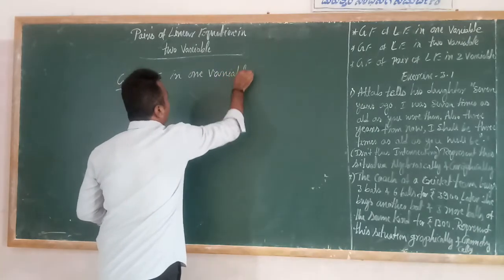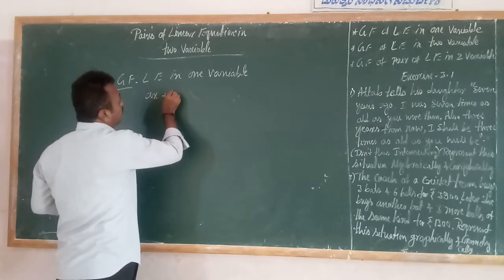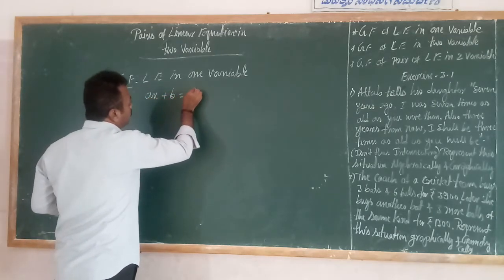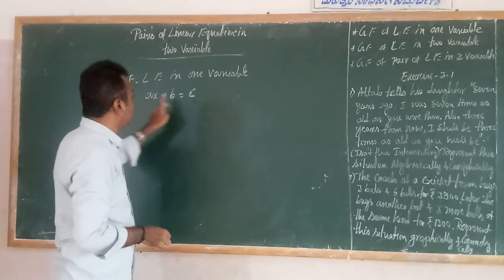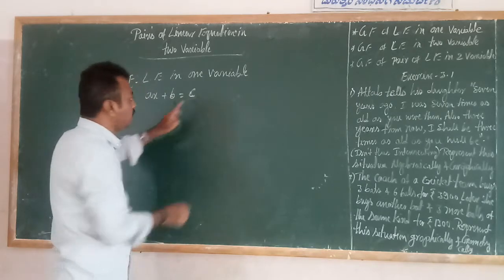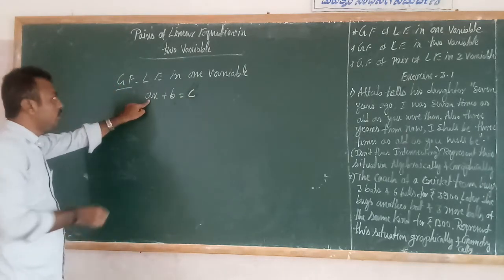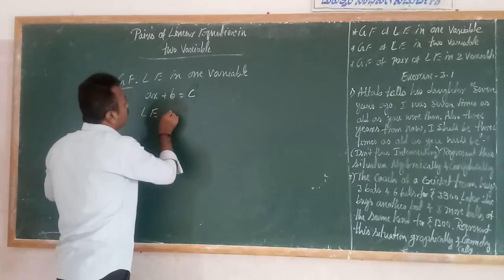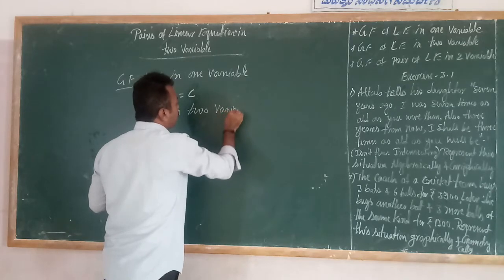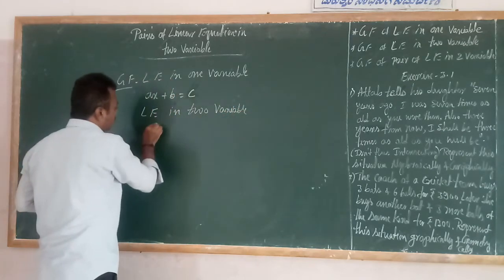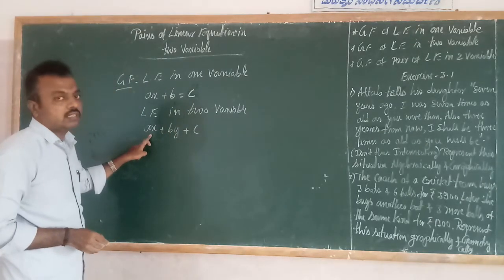See, the linear equation in one variable is in the form ax plus b is equal to c, or ax plus b is equal to 0. Okay, ax plus b is equal to 0 or c, no problem. So this is the linear equation in one variable. Now linear equations in two variables. What is the general form of linear equations in two variables? See, ax plus by plus c. This is the linear equation in two variables.